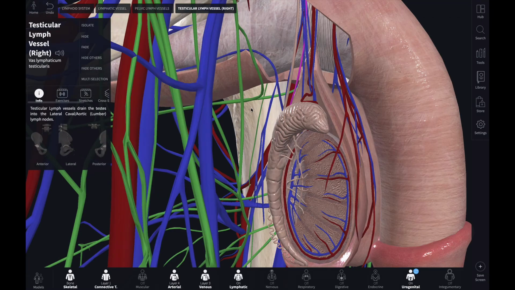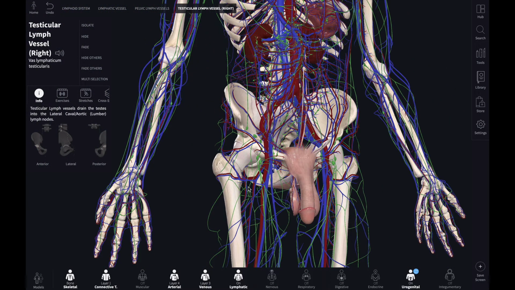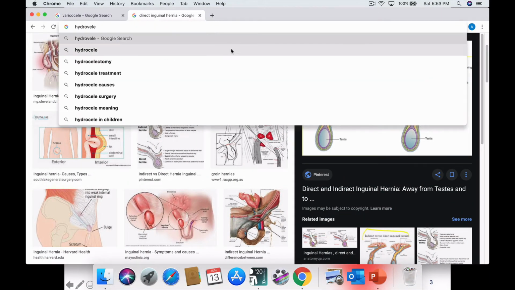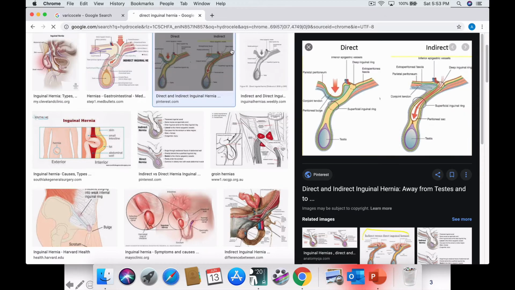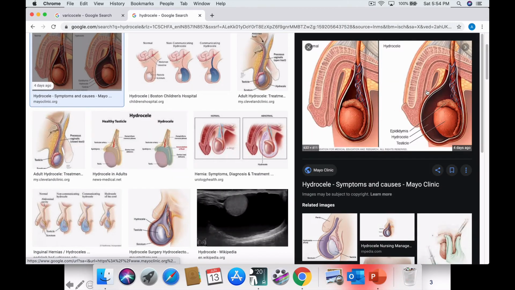In case this lymphatic vessel is blocked, what happens? That leads to a condition called hydrocele. Hydrocele is a collection of fluid around the testes. You can see there is more fluid collection around the testes. The testicular tissue is not damaged, but the interstitial, extracellular fluid will be collected here and it will bulge. This is a normal scrotal sac, and this is a scrotal sac with hydrocele.